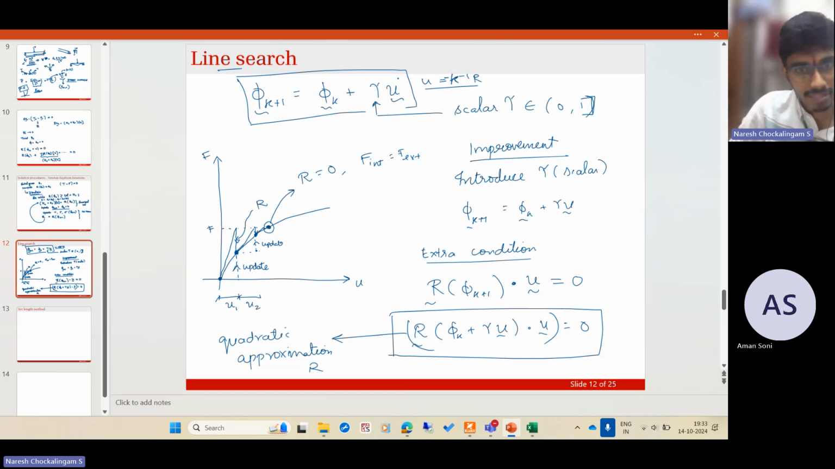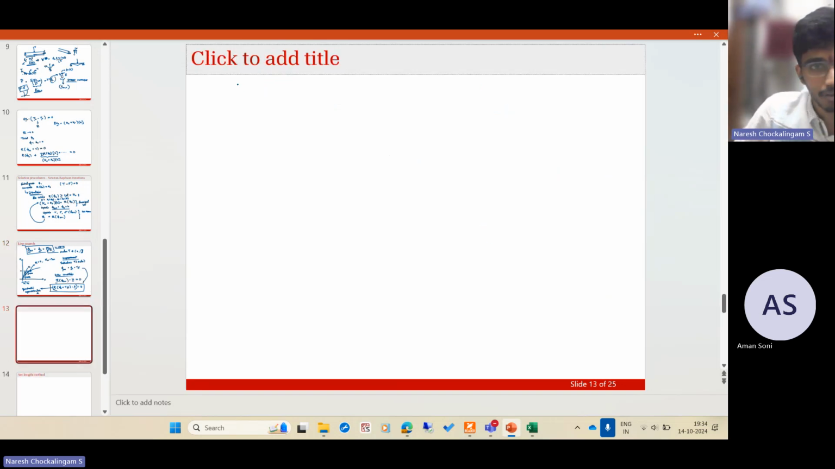Now inside the Newton-Raphson iterations, you're introducing one unknown, gamma. So what it says is, instead of going the full distance along u, just go a fraction of that, and this gamma can be either positive or negative. Then you have to solve for gamma in every step of Newton-Raphson. So in a nonlinear FEA problem, you should always start with the Newton-Raphson.